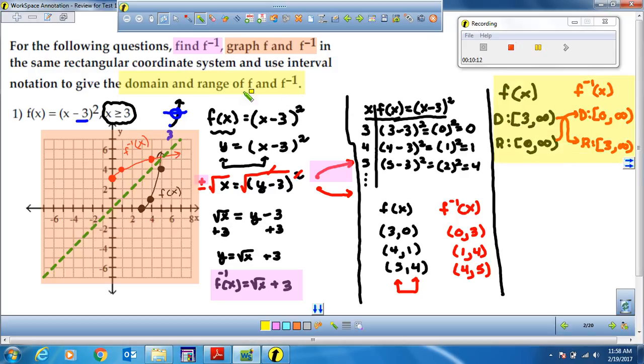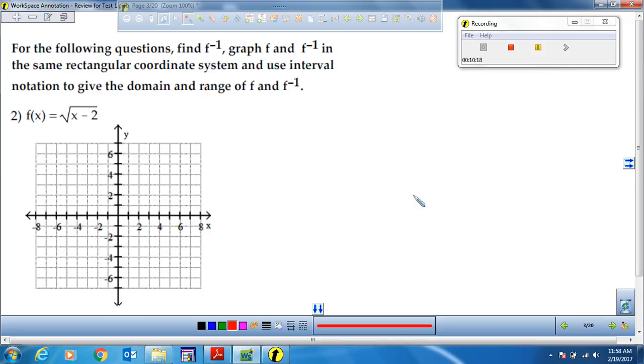And these are the three parts for this question. Next. Now we are going to do the same here.